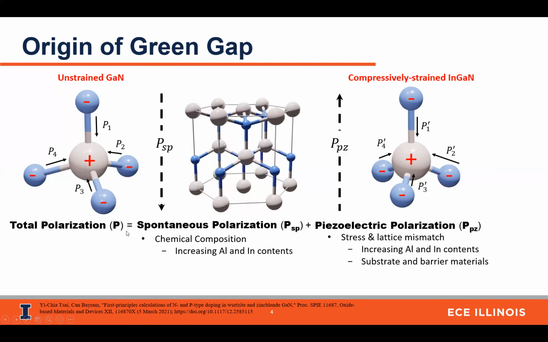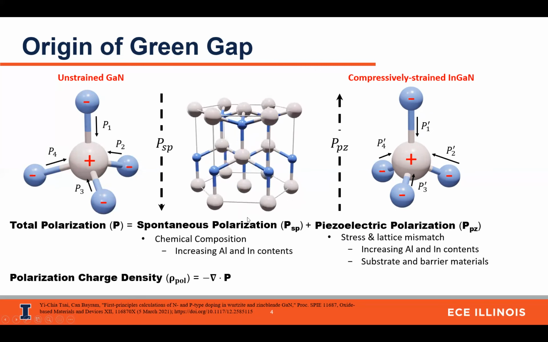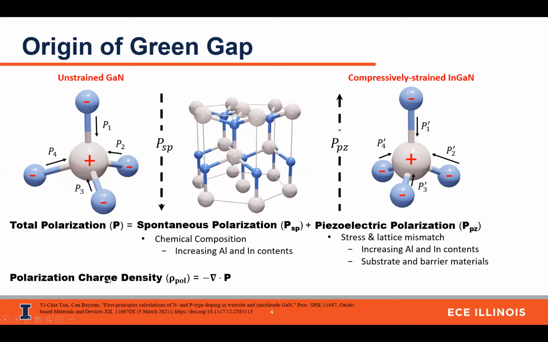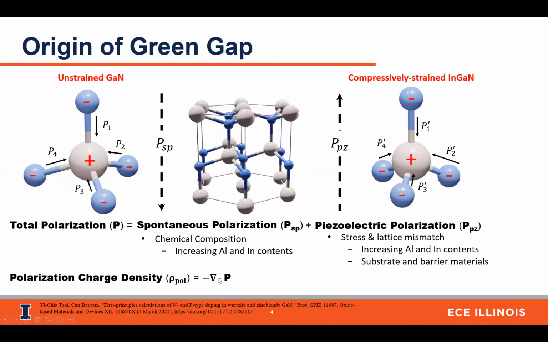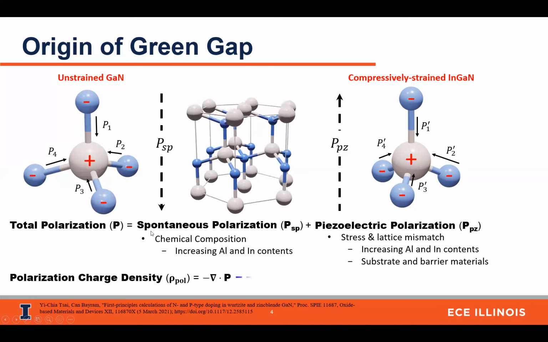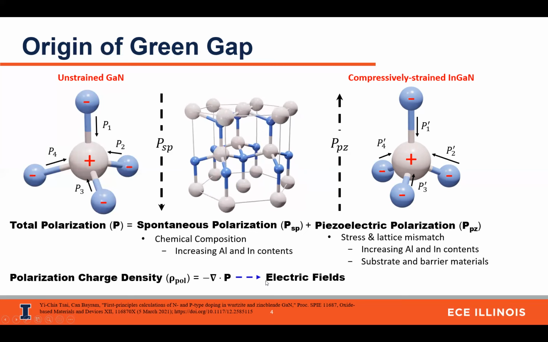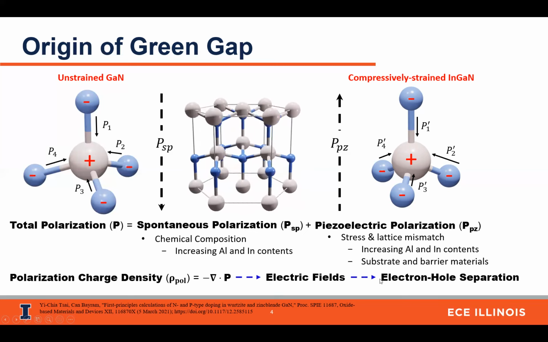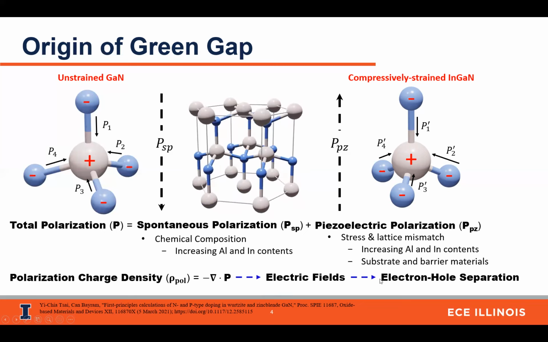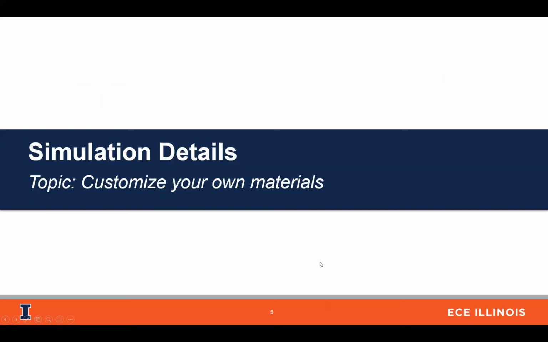The total polarization is the sum of these 2 components, and polarization charge exists if you have a gradient in the polarization. This will cause a polarization-induced electric field, causing electron hole separation inside the quantum well. So to eliminate this, we are going to simulate cubic GaN LEDs, because it's cubic, so it has centrally symmetric properties. So those polarizations will cancel out with each other, so you don't have polarization in your system.